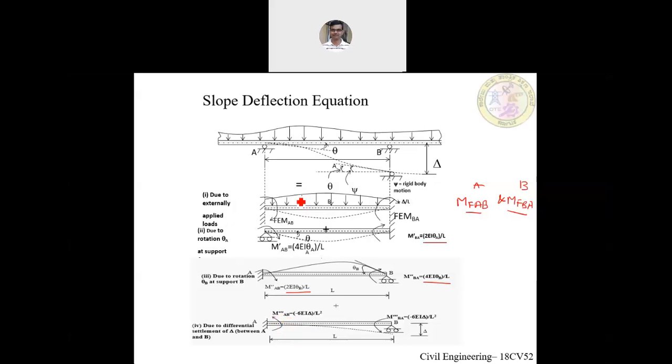If I add all these four moments, I'll be getting the total moment which is acting at A, which is MAB. Similarly, if I want to calculate MBA, I'll have to add the fixed end moment at B, the moment because of θA, the moment because of θB, and the moment because of the sinking of support.